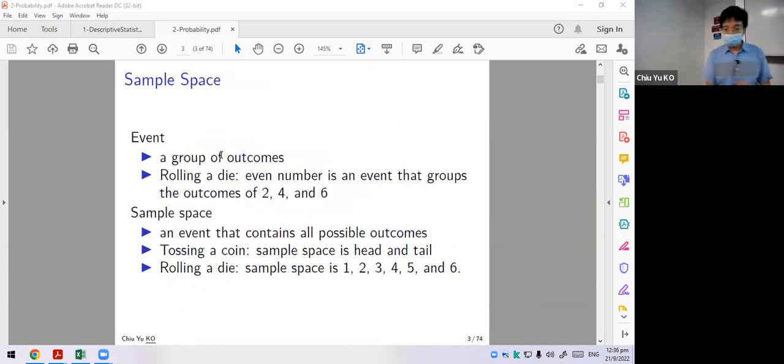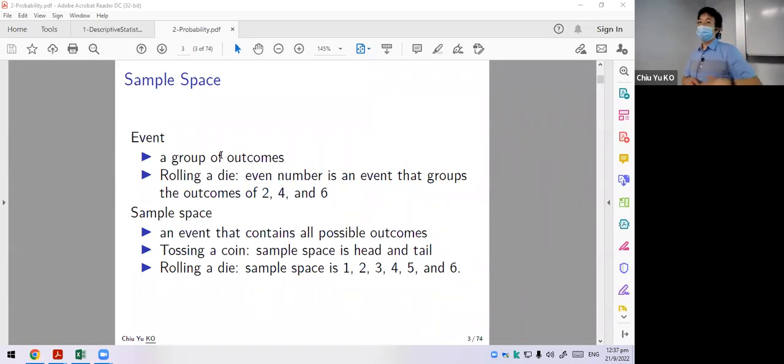The next two are very simple. Event is just a group of outcomes, any arbitrary group of outcomes. So if I roll a die, even number is an event that groups outcomes 2, 4, and 6. Another example: large numbers is an event that groups outcomes like 4, 5, 6. Or a prime number event that groups outcomes 2, 3, and 5. So you can group anything together, and then it's called an event.